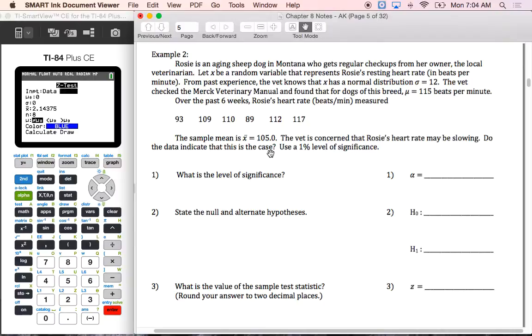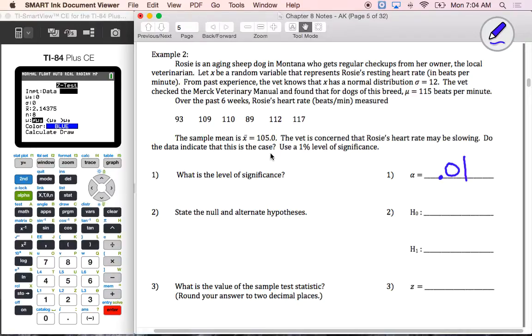Going through this is how you're going to see all of your quizzes for me. This is going to be how all your tests are set up. So I want to make sure you see the exact same wording every time. I'm going to first ask you, what's the level of significance? It's 1%, so that means it's going to be 0.01, because you always want to put it in decimal form.